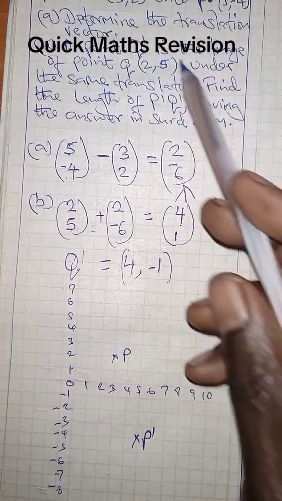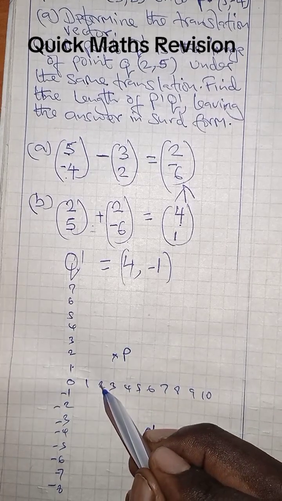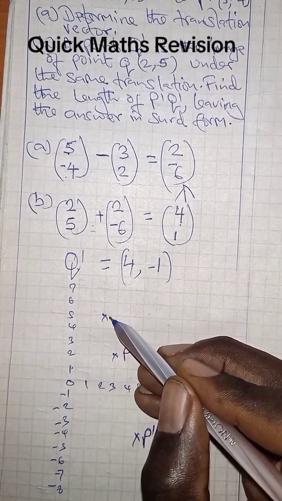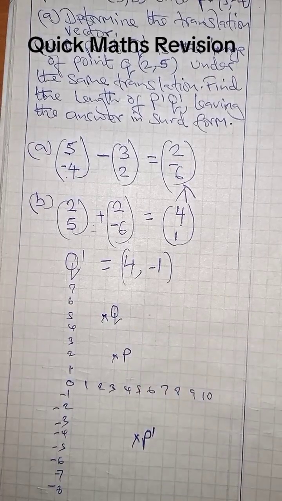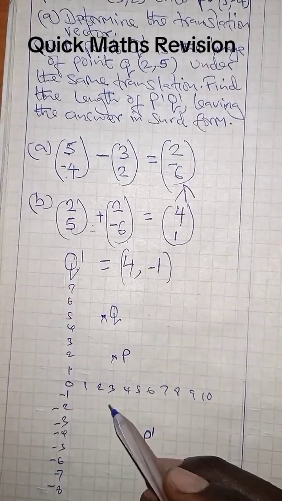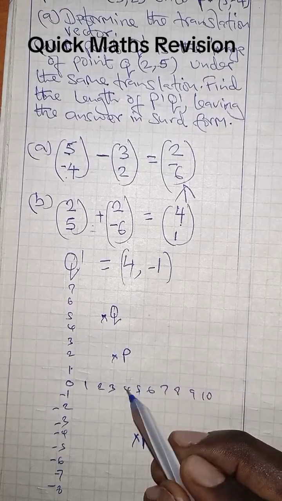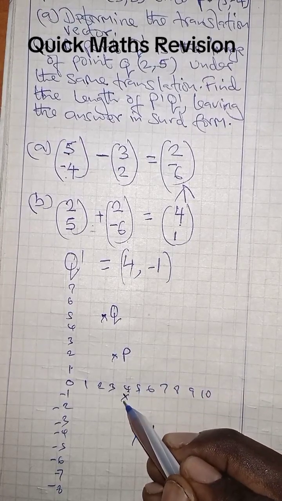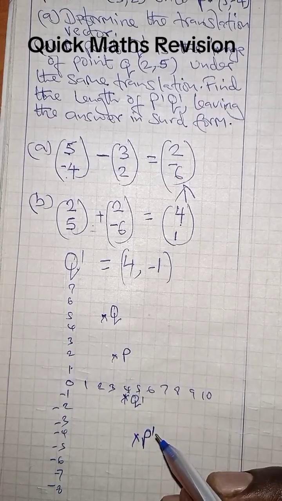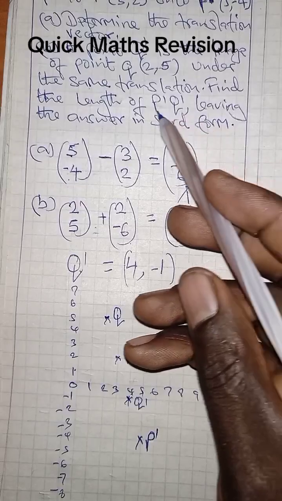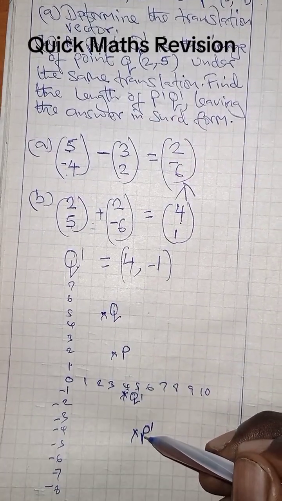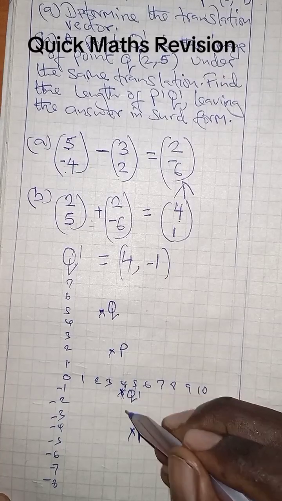Now, point Q is (2, 5), here. Point Q prime, we have found it as (4, -1), which is here. Now, the question has told us to find the length of P prime Q prime. We are finding this length.